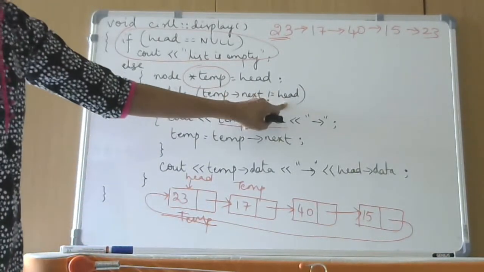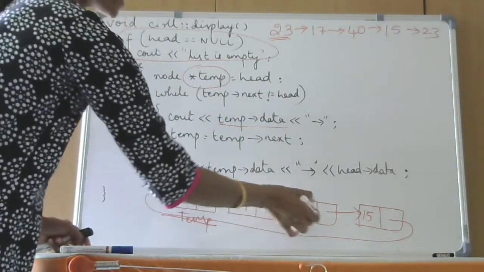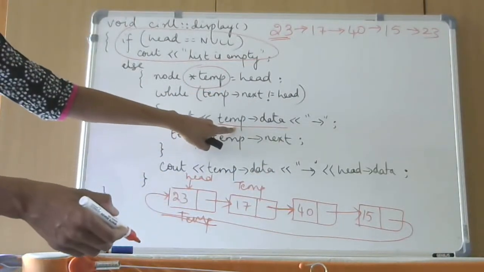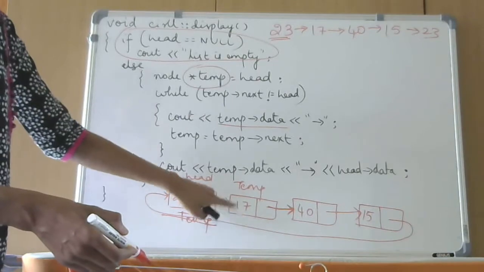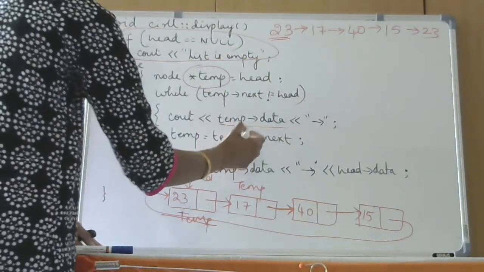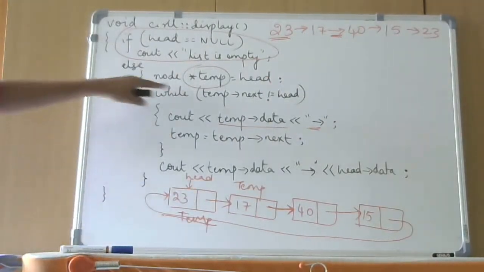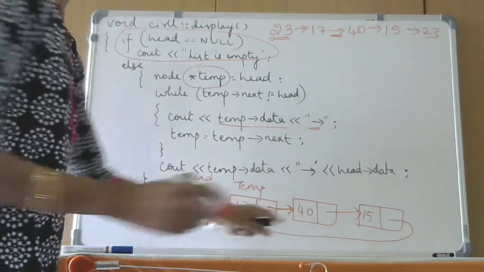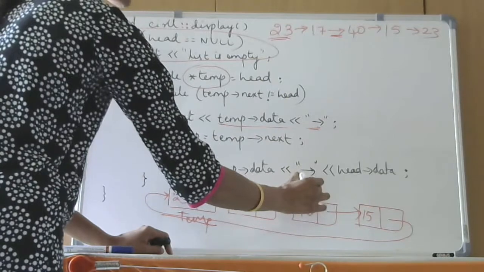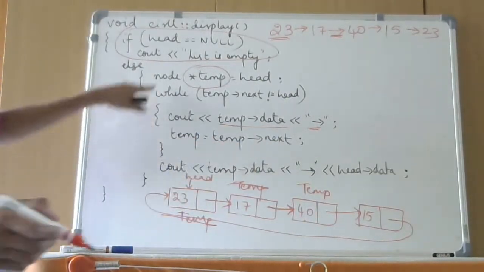While temp of next is not equal to head: temp of next, this one, is it pointing to head? No, it is pointing to the next element. So, the condition is satisfied and it will come here. Cout temp of data. This is my temp. Temp of data is 17, so it will display 17. After 17, you are displaying an arrow. Again, you go back. While temp of next is not equal to head. After you do this, temp is equal to temp of next. So, this will become temp now.